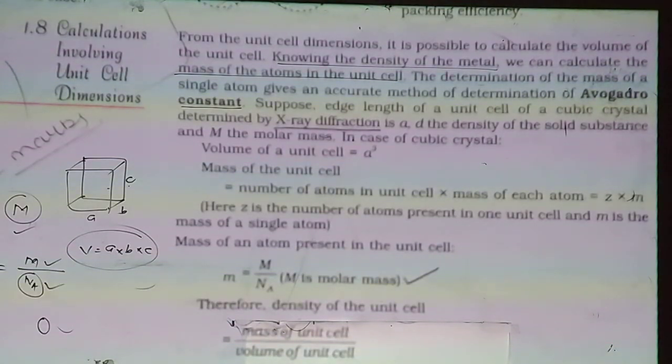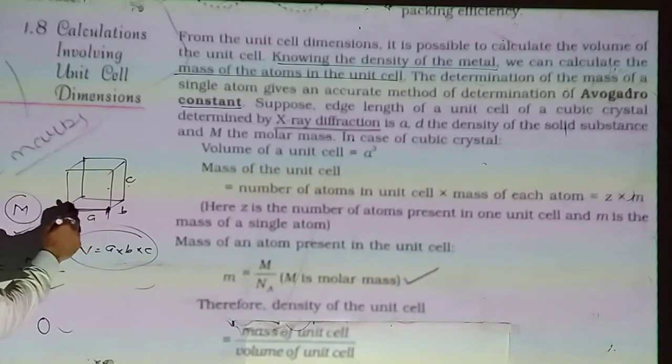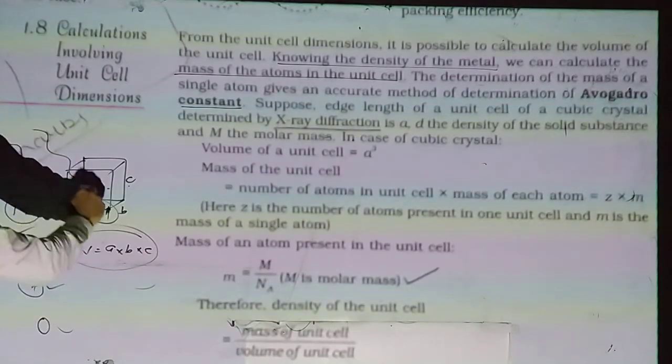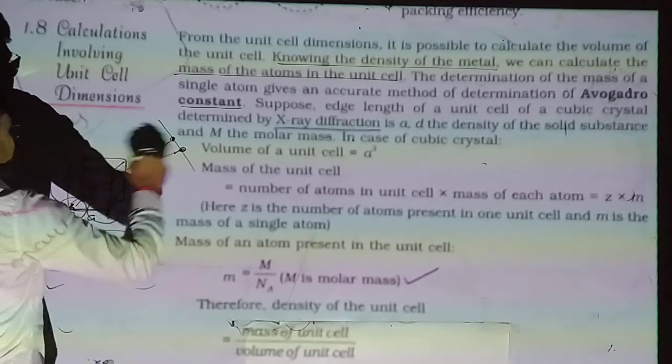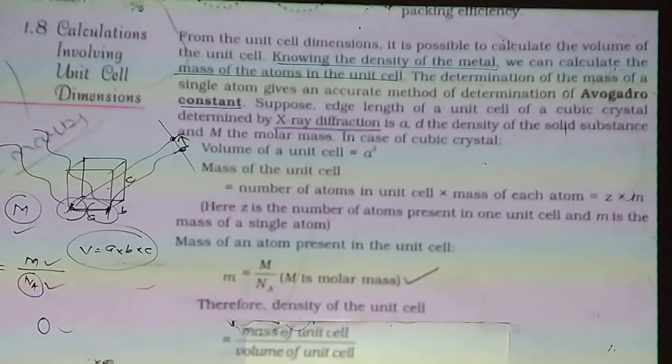Suppose the edge length of the unit cell of a cubic crystal determined by X-ray diffraction is A. We can define this distance, the edge length of the unit cell, by X-ray diffraction. We are passing X-ray through the crystal and it gives 2 points on the spectroscope. With the help of an electronic instrument we can derive the edge length.